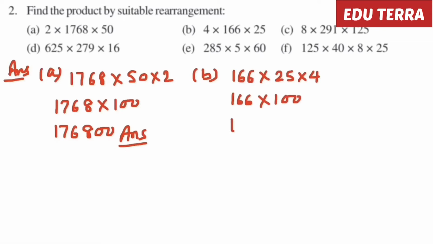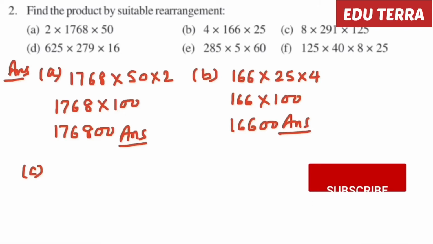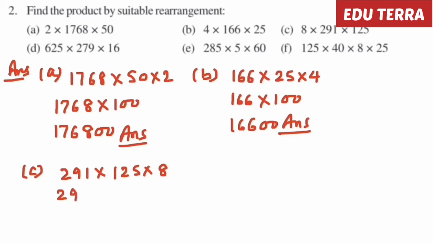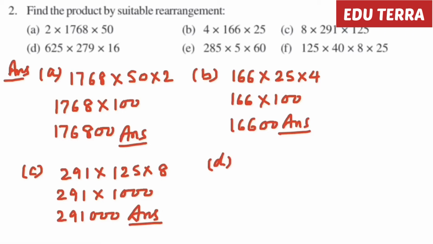So the answer is 16600. Part C. So here suitable rearrangement is, 125 into 8, it will come 1000. So 291 into 1000. So the product of these two will come 291 and 000. It is the simplest way.